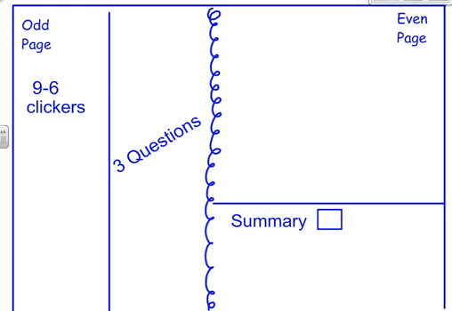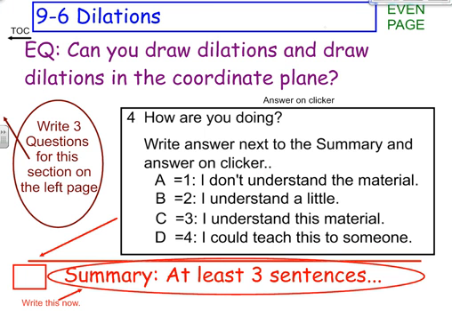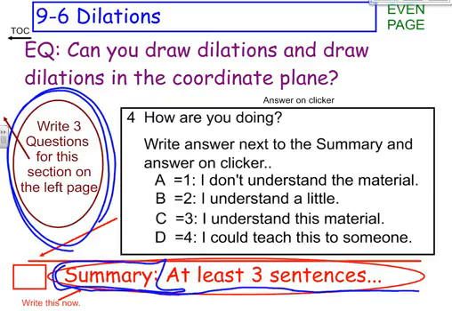The next thing I'd like to have you do as you go through these notes is take a few minutes, write your questions for this section 9-6, and write your summary. Just a reminder, your summary should be at least 3 sentences long, and it should include not "I know how to do this," but specifics on how to do this. Maybe some directions on how to draw a dilation, maybe telling what that rule is in the coordinate plane for a dilation. Take a few minutes and do that.